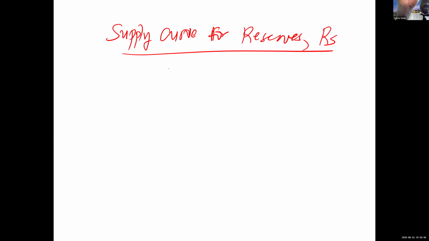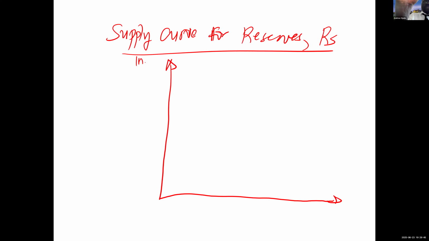And that supply curve is also a kinked supply curve. It's a supply curve that you have probably never seen before. So we're going to put the interest rate on this axis, and here we have the quantity of reserves in the banking system.